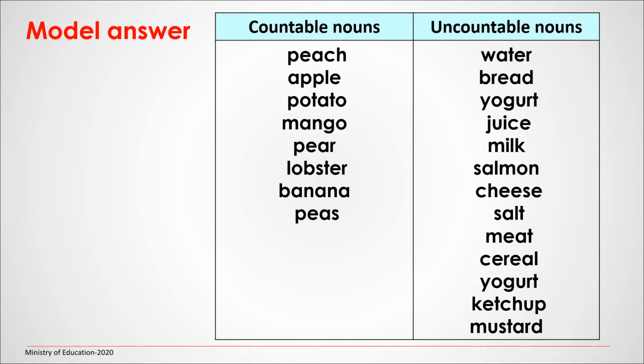Model answer. Countable nouns, uncountable nouns. Countable nouns, the food or the items of food we can count: peach, apple, potato, mango, pear, lobster, banana, peas. Uncountable nouns: water, bread, yogurt, juice, milk, salmon, cheese, salt, meat, cereal, ketchup, mustard.